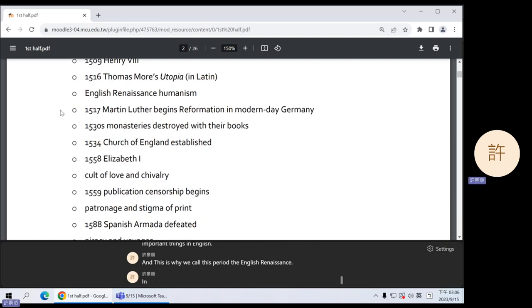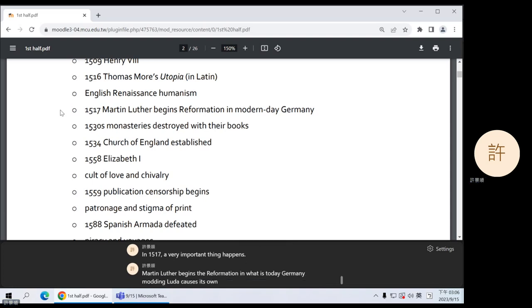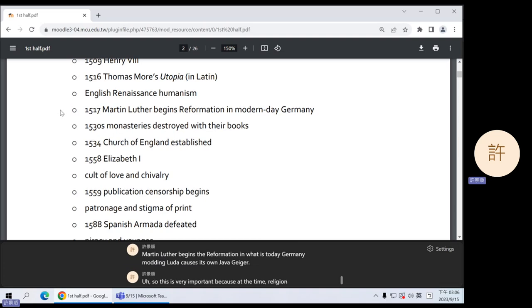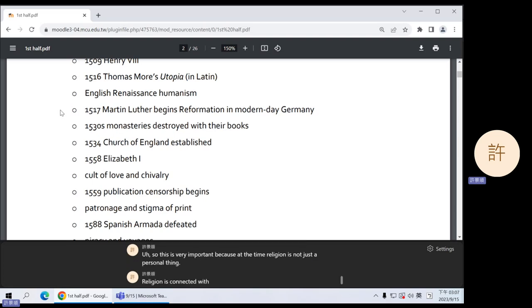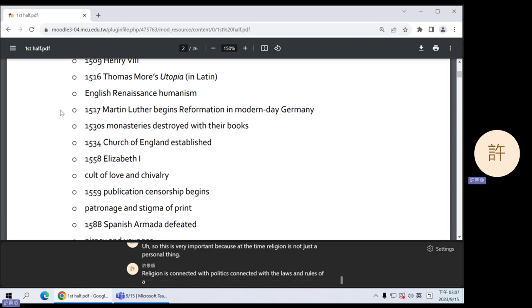In 1517, a very important thing happens. Martin Luther begins the Reformation in what is today Germany. 马丁路德开始宗教改革. So this is very important because at the time, religion is not just a personal thing. Religion is connected with politics, connected with the laws and rules of a country.